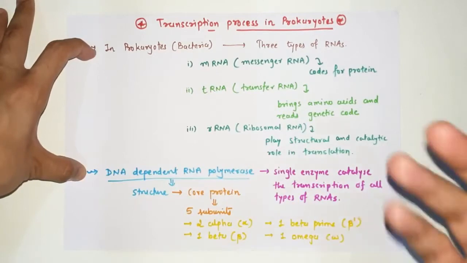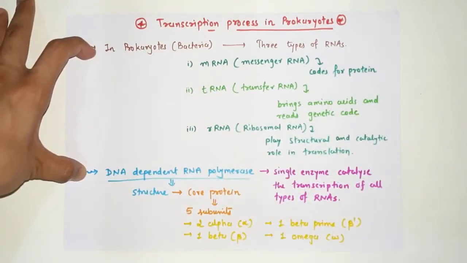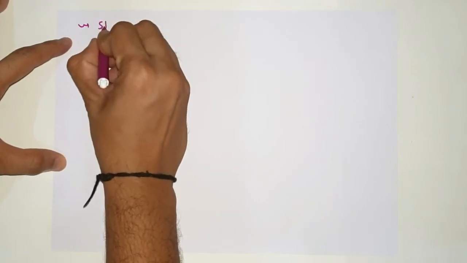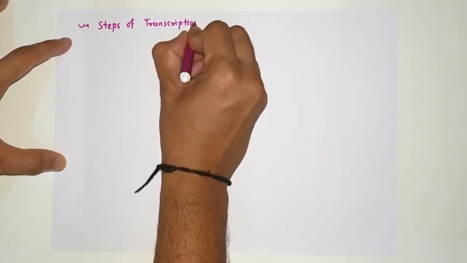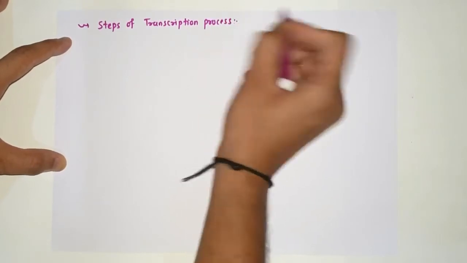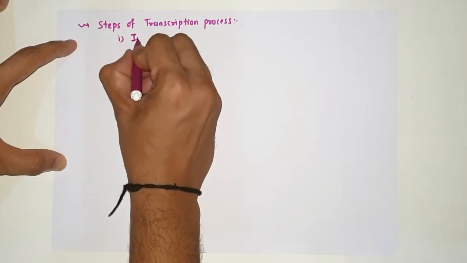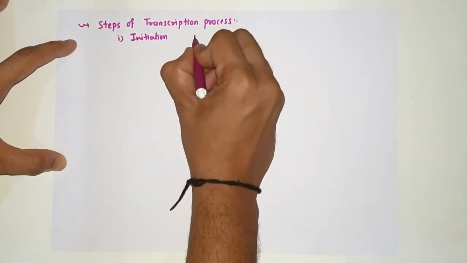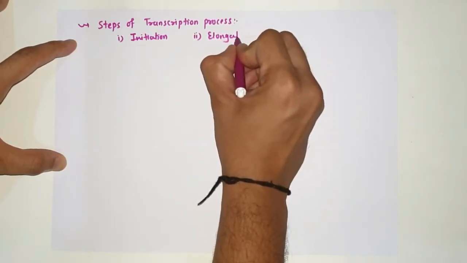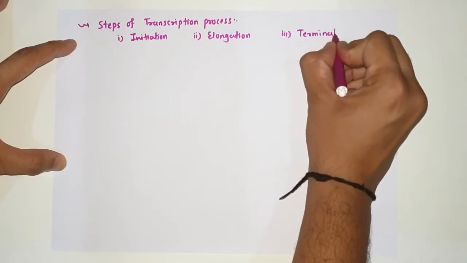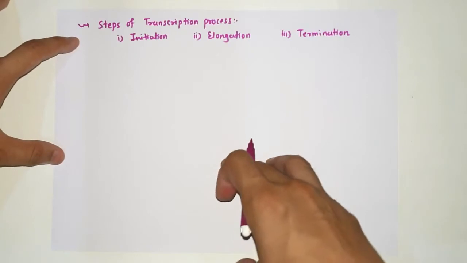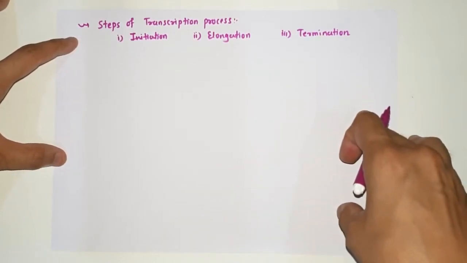Now we have to study how this single enzyme catalyzes the transcription process. We can describe the transcription process by the major steps of the process. Now, the first step is known as initiation. The second step is elongation. And the third step is known as termination. So, there are the 3 major steps of transcription process: initiation, elongation, and termination.